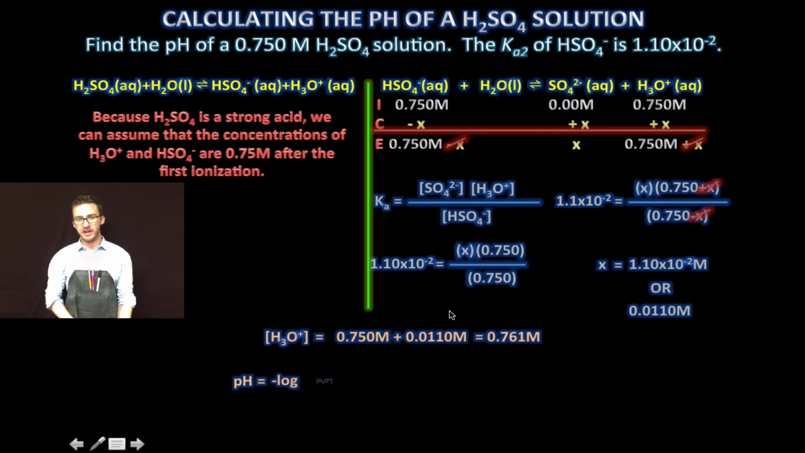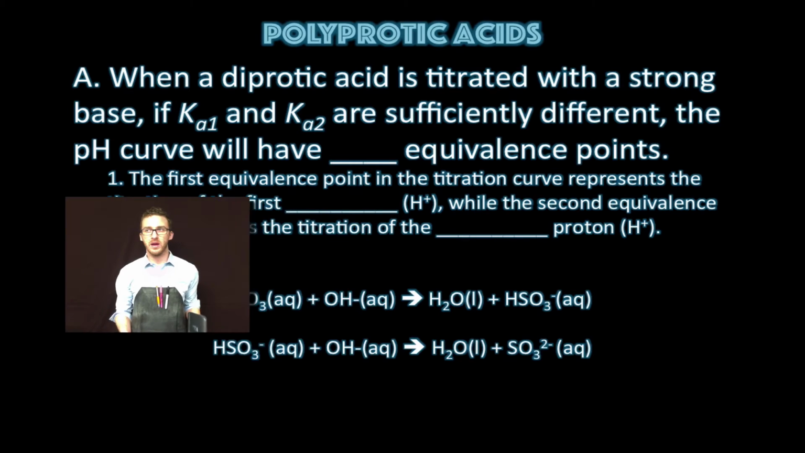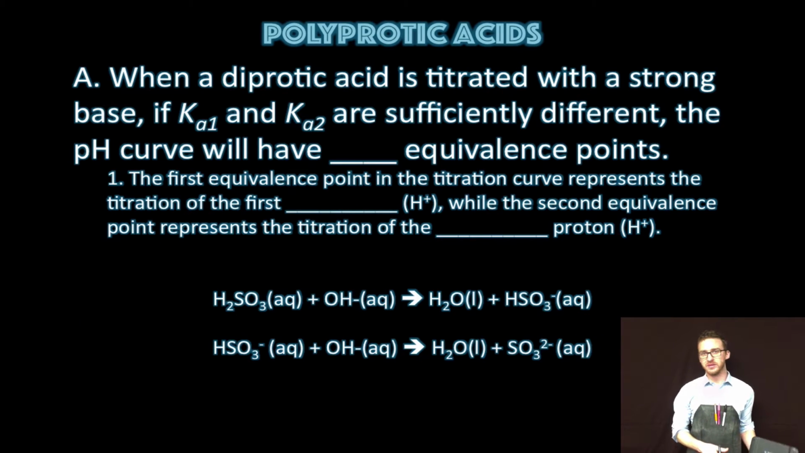Then to determine the pH, we just plug that into our formula for the pH, which is the negative log of the hydronium ion concentration. And when we do that, we get a pH of 0.119. The big takeaway here: the second ionization of sulfuric acid will contribute a sufficient amount of hydronium ion to affect your pH. All right, last thing to think about then is polyprotic acids and titrations.